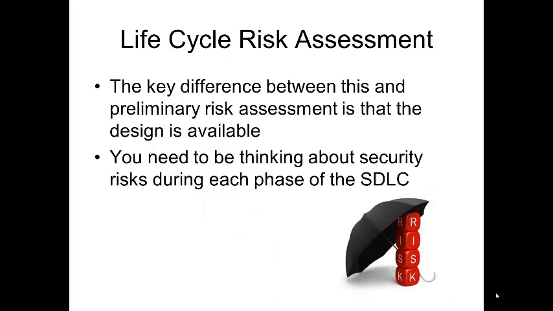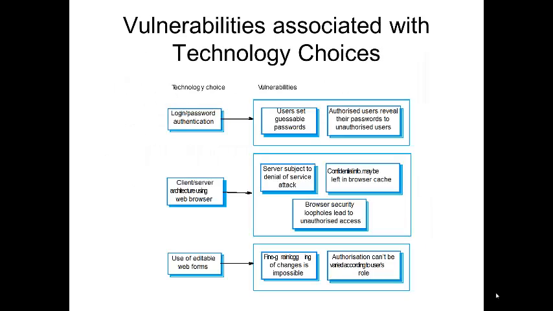So the life cycle risk assessment is after you've developed the design. The key difference here is the preliminary design is available for you to assess in terms of security risks. And basically you need to be thinking about security risks during each phase of the software development lifecycle. So there are different vulnerabilities associated with each different type of technology choice.